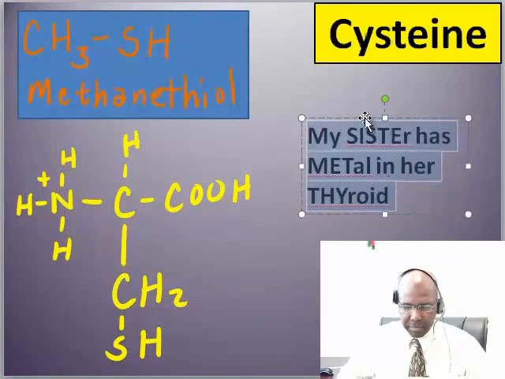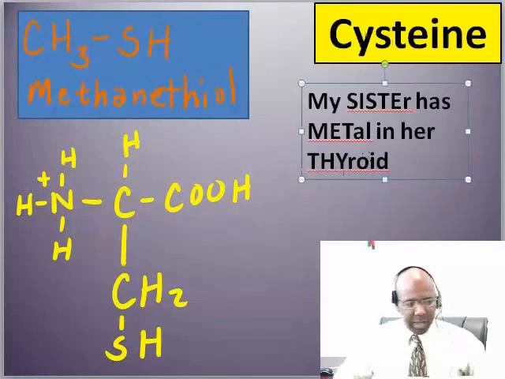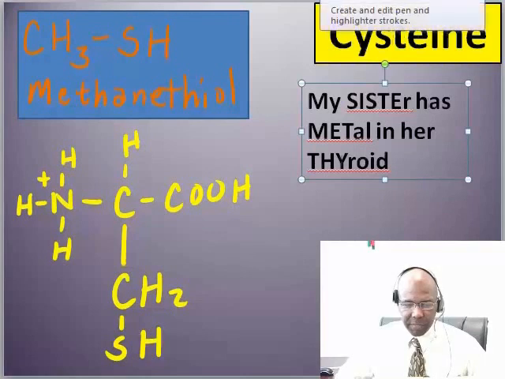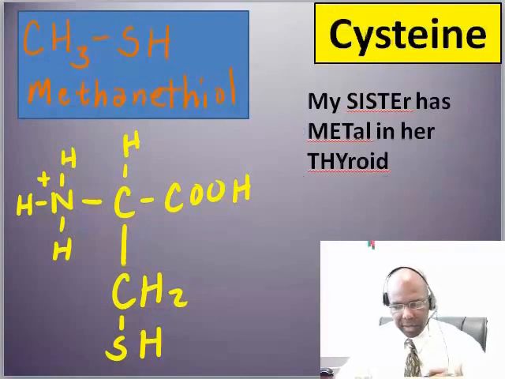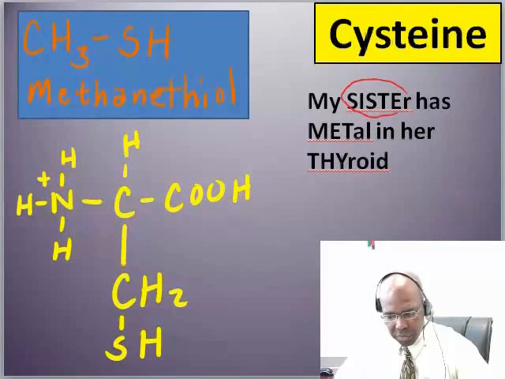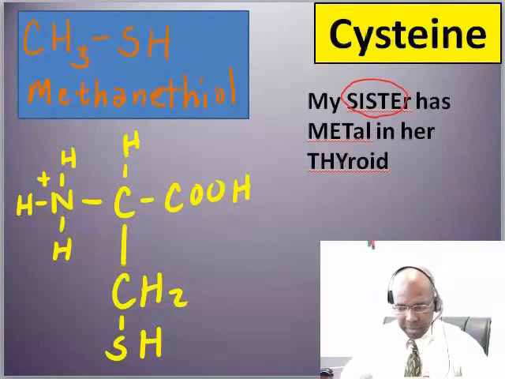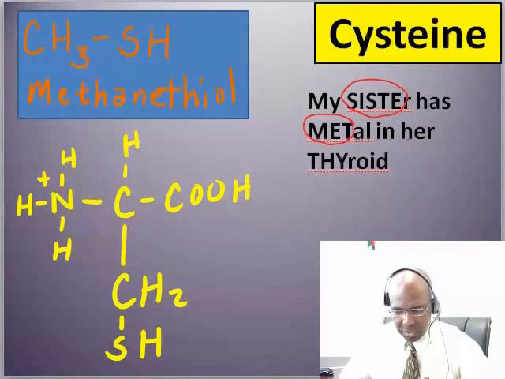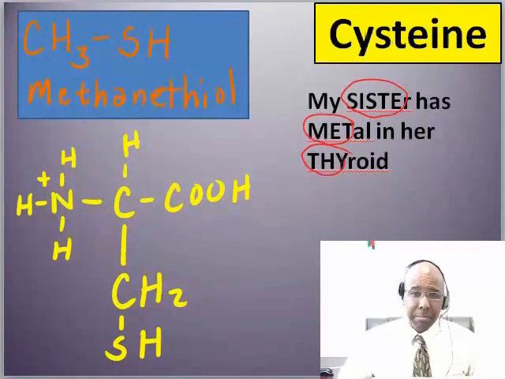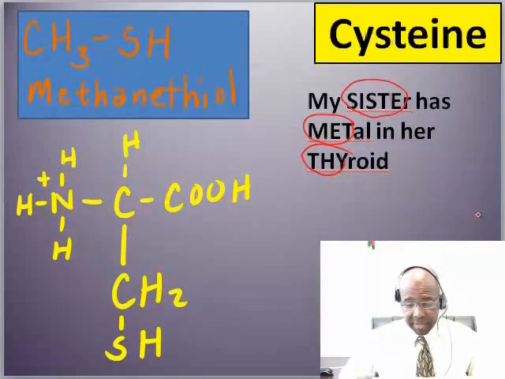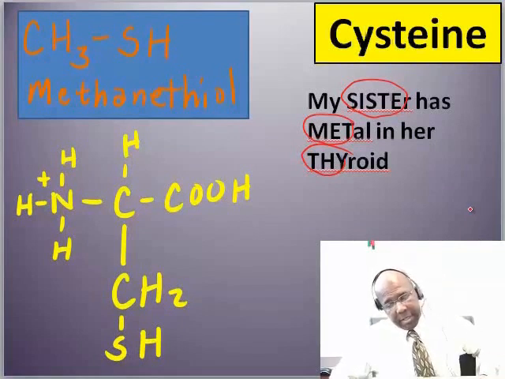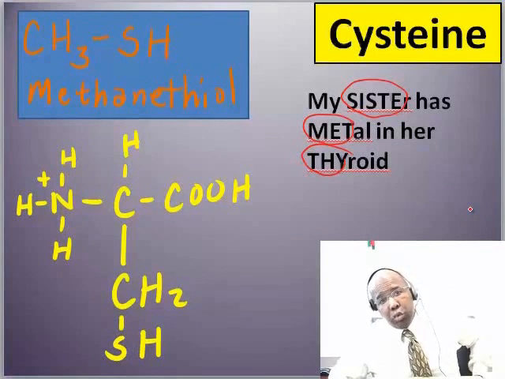Okay, my sister has metal in her thyroid. And you just have to remember this. This is a pretty good association, well, I'm not the one to say that. You'll have to be the one to say if it's a good association or not. Sister, cysteine, metal, thyroid, and that's methane thiol. My sister has metal in her thyroid. And this is the amino acid cysteine. Hope you remember it.